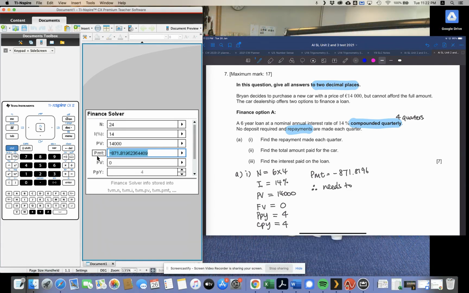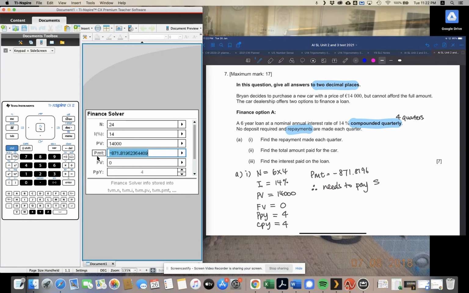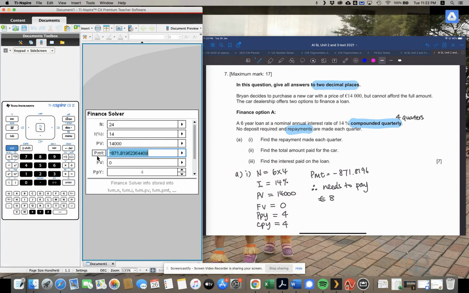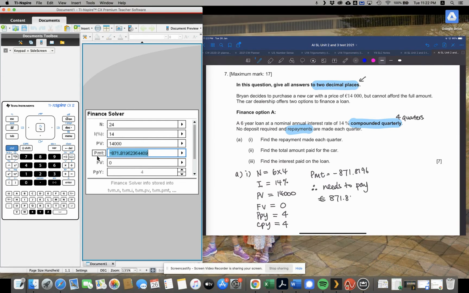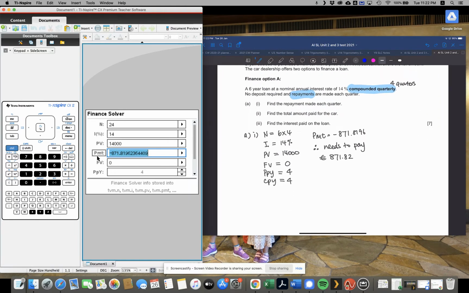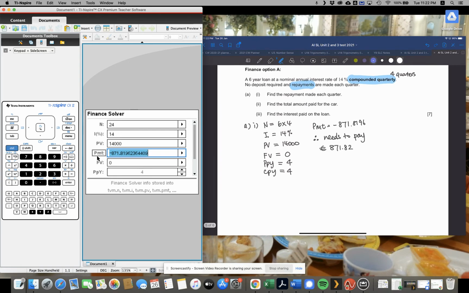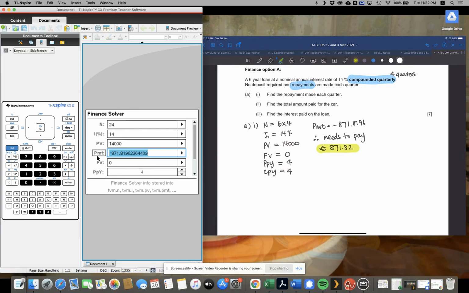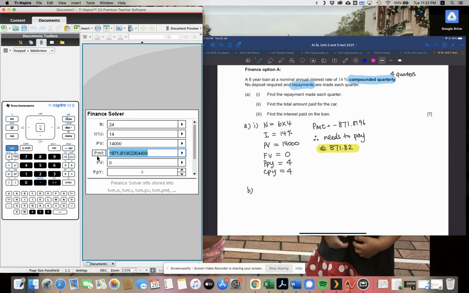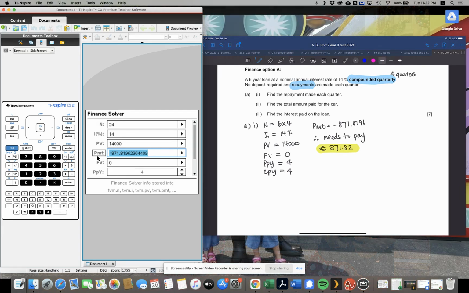Then you make a final statement saying repayment each quarter. So Brian needs to pay, in euros. So make sure your unit is correct. Needs to pay this much, rounded to 2 decimal places, 871.82. So each quarter, Brian needs to pay about 871.82 euros.